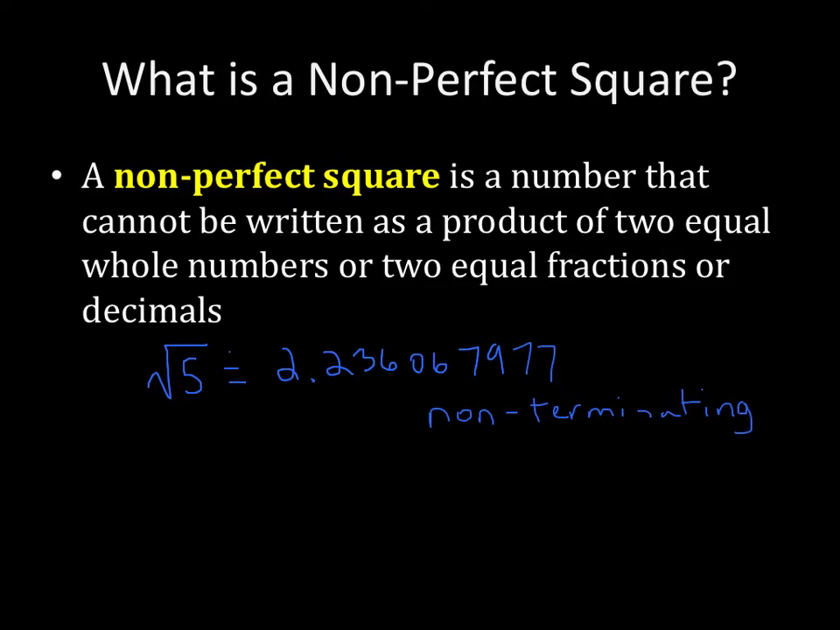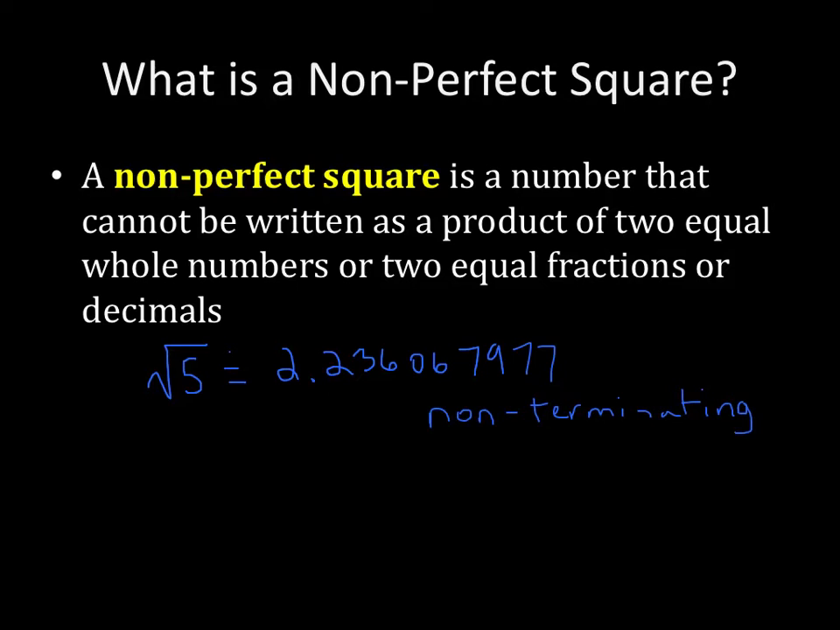And any number whose square root is a non-terminating decimal is a non-perfect square. I cannot write it neatly as a product of two equal fractions or decimals. It's just not going to happen. It can't happen. Let's look at an example as a fraction.